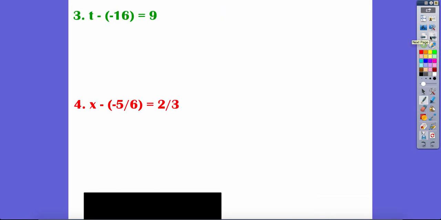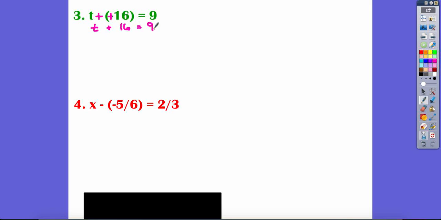Okay, number 3 is just slightly different. In number 3, what I'm going to do is simplify this before I start to try to isolate. Because in number 3 I have t minus a minus, or this is saying t and then subtract the opposite of 16. So when I see a minus minus, I'm going to make that addition, because doing the opposite of subtraction, this means opposite of a negative number, is positive. So now my equation reads like this: t plus 16 equals 9.